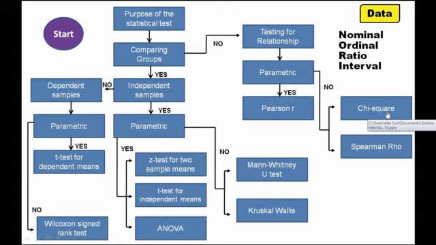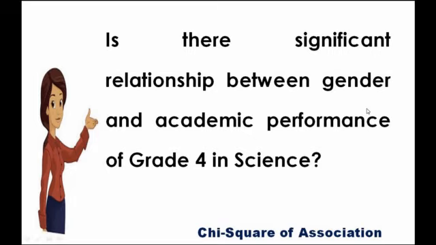Next, for the non-parametric, we do have the chi-square and we do have the Spearman Rho or the Spearman rank order correlation. For Spearman Rho, we are using ordinal data. For chi-square, we are using nominal data. For a chi-square example, is there a significant relationship between gender? Gender is nominal. And then academic performance. Now remember, academic performance, although it's an interval data, we can dichotomize it into a nominal.